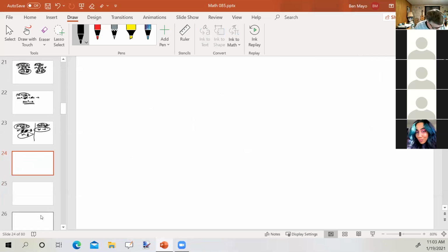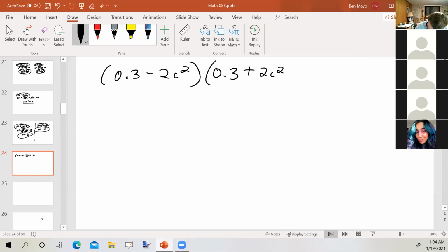Okay. How about we throw in some decimals just for fun? 0.3 minus 2c squared, 0.3 plus 2c squared. Is this the difference of two squares? Yes. It's a conjugate pair. We can have the minus in front of the plus because remember, multiplication is commutative. So I'm going to get 0.3 times 0.3. Be careful. That isn't going to be 9. What is that going to be? That's going to be 0.09.